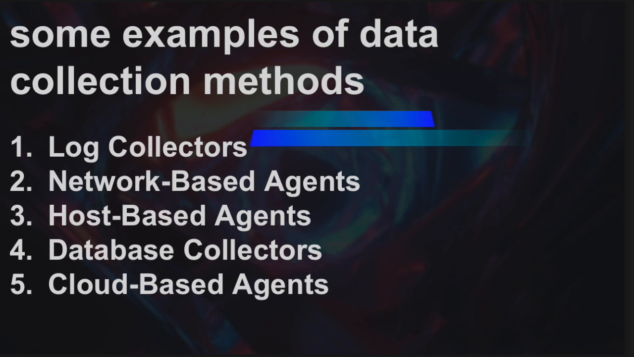Now the second one is network-based agents. Network-based agents are designed to collect data from network devices such as switches, routers, and firewalls. These agents can collect data such as network traffic, user activity, and network topology. Examples of network-based agents include Cisco NetFlow, Juniper J-Flow, and sFlow.